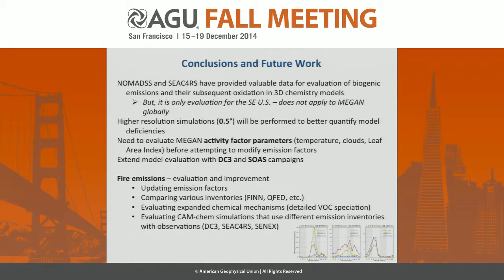We're going to be running the model at ½ degree, which should certainly improve the model measurement comparisons, and we'll make use of additional campaigns such as the DC3 campaign in 2012 and all the other measurements made in 2013 at the ground-based SOAS site and SENEX. And we're also going to start looking at the fire emissions, evaluating and improving a variety of aspects of them, including emission factors, looking at agricultural fires and VOC speciation and incorporating that into the model. And that's all.